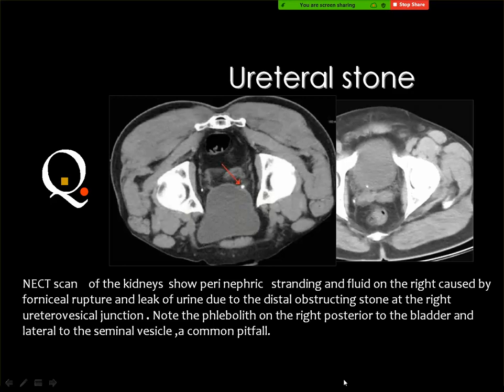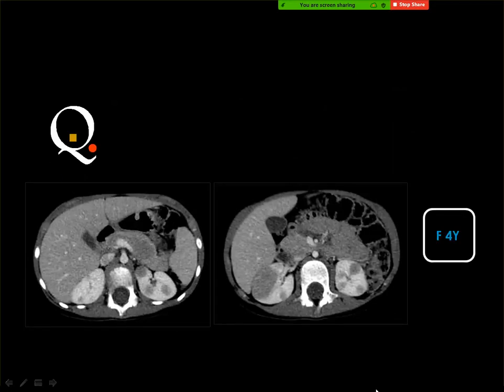Very good. And this is one of the techniques that you can use in clinical practice. You put the patient in the prone position, and you look for the site of the stone. If it is in the ureter, it will not change its position. But if it is a floating stone in the bladder, it will change its position between the prone and the supine scans.